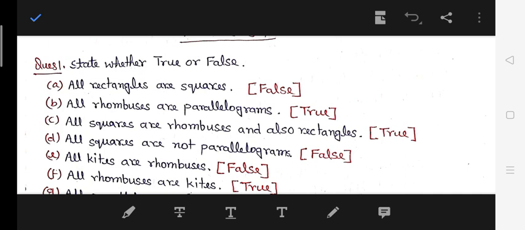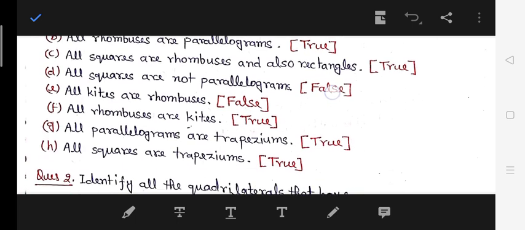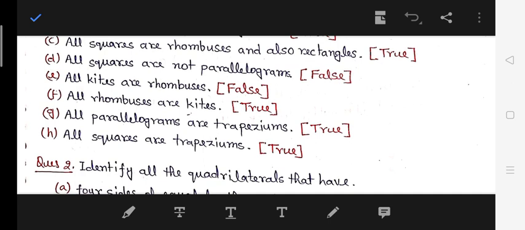Now fourth, all squares are not parallelogram. So here square in which all the four sides will be equal and also in the square opposite sides are parallel. So if in a quadrilateral opposite sides are parallel, that is a parallelogram. So square is also a parallelogram, but here it is given that all squares are not parallelogram, so it is false.